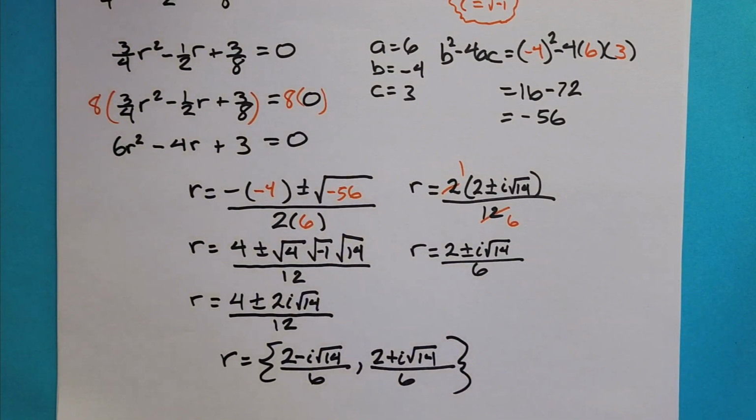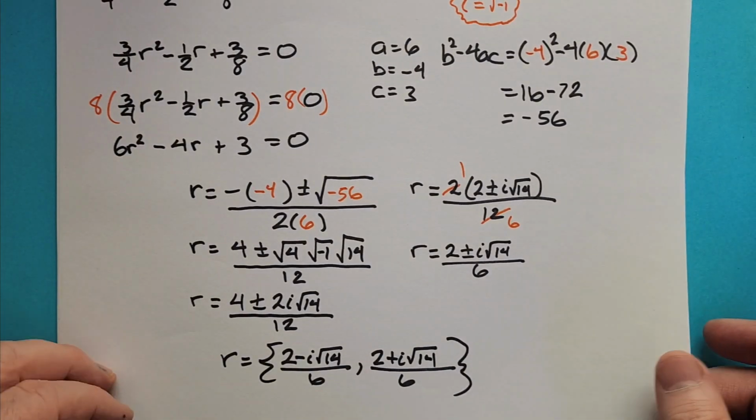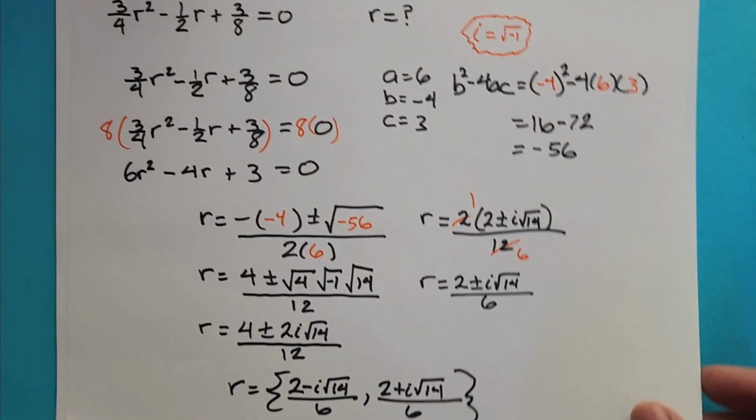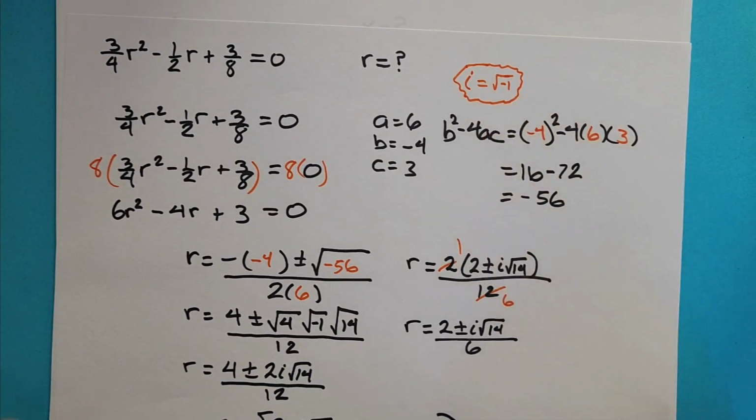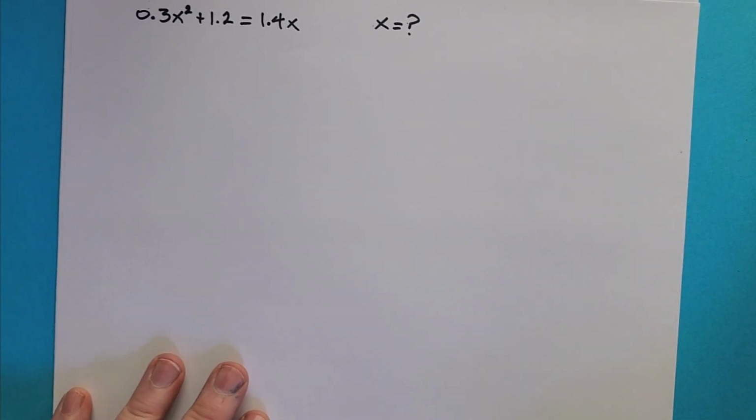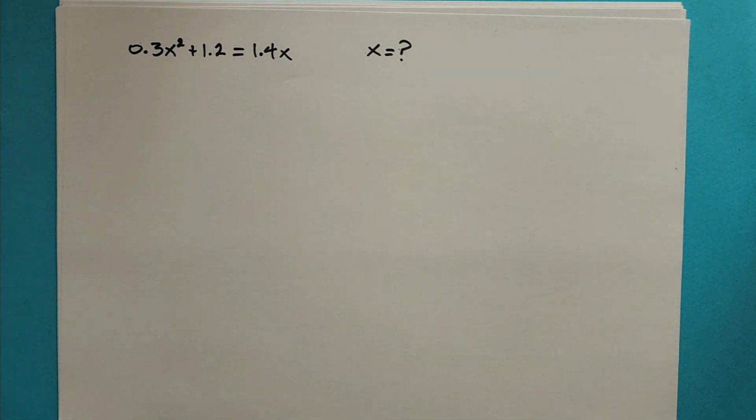Okay, so that was a good example of clearing fractions, and also a little bit of involvement with that interesting number i, which is defined, remember, to be the square root of -1. So the next example has the issue of decimals.